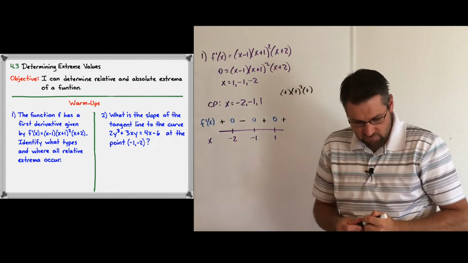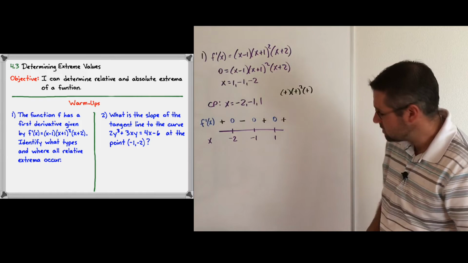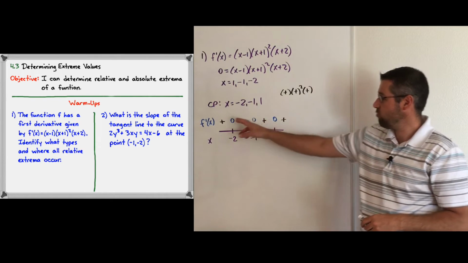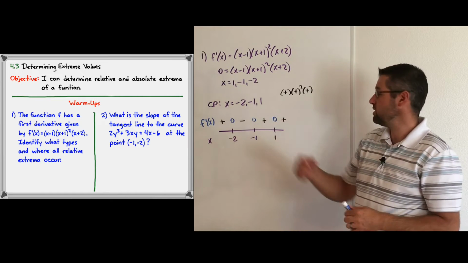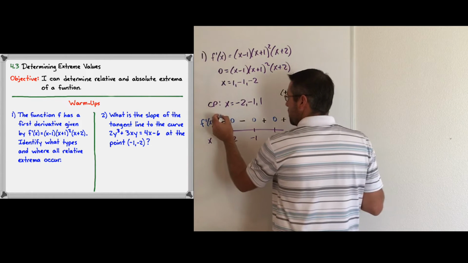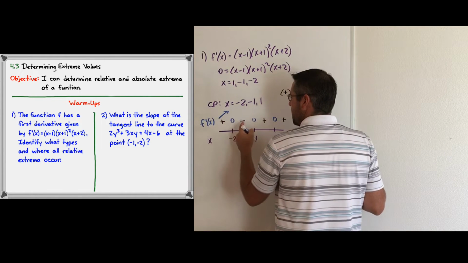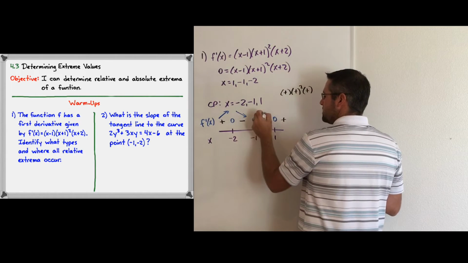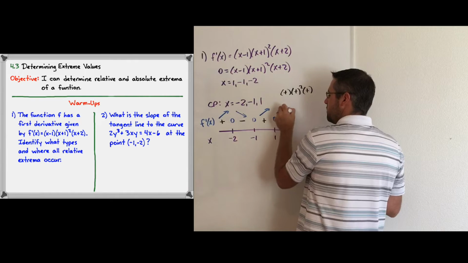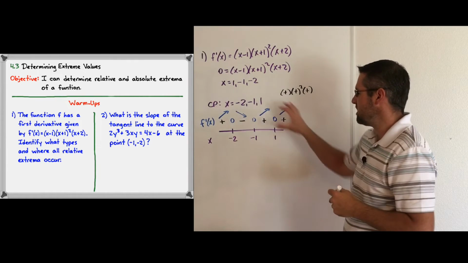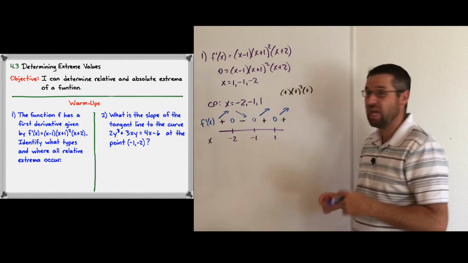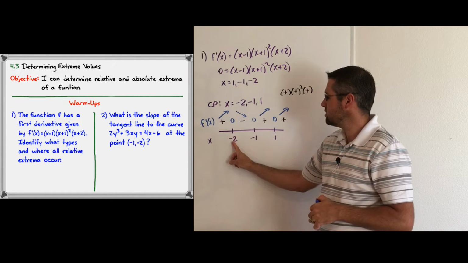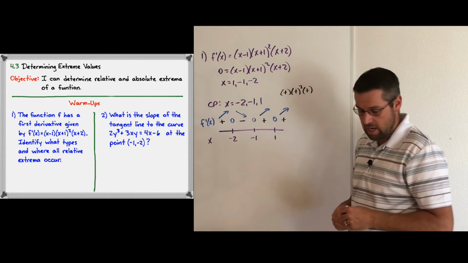Well, what that does for us is it tells us the direction of f. If f prime is positive, f is increasing. So we're going to just draw a little arrow pointing up. And if f prime is negative, f is decreasing. If f prime is positive, we have increasing and then increasing again. So we can see, observing here, that we have a change in direction of our function at x equals negative 2 and x equals negative 1.